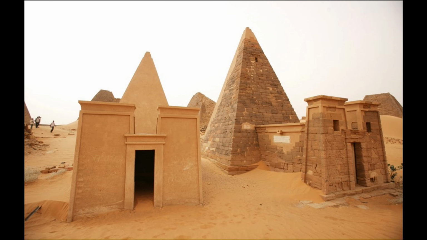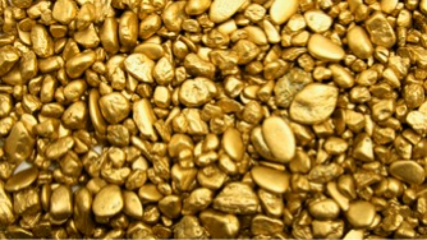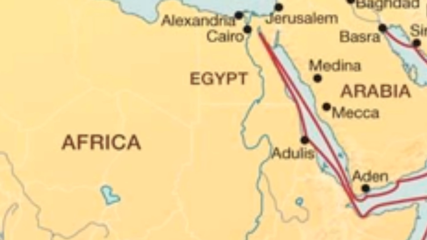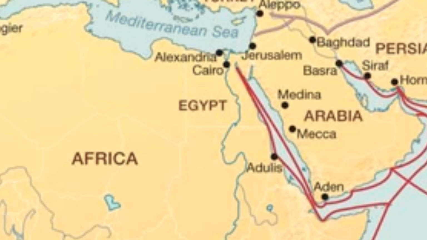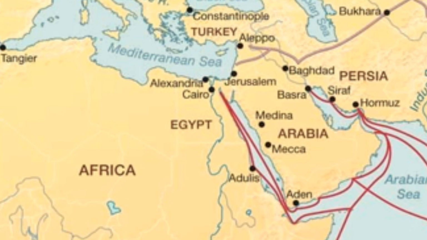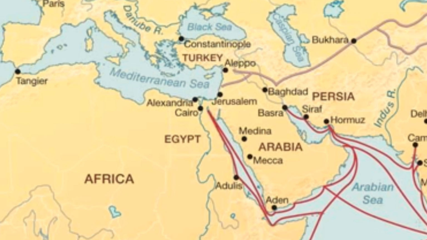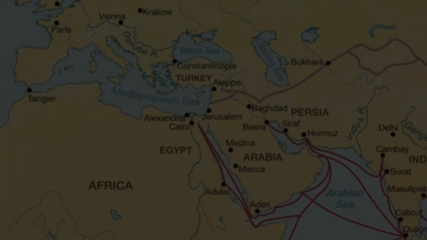In turn, Kush and Punt were well known for trade in gold and copper. This shows us that Kush most likely traded with Punt and Egypt directly, and by way of Egypt with Arabia, Asia Minor, and Greece also.